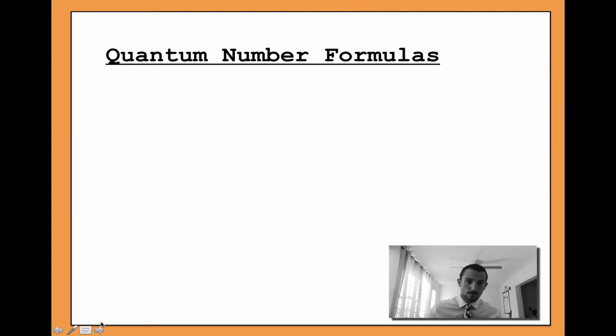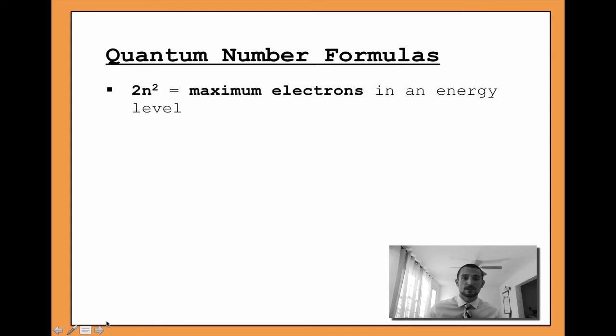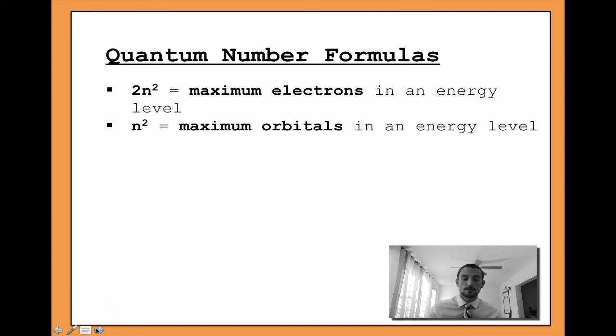Now, the quantum number formulas that you'll have to remember is that if we're ever asked to find the maximum number of electrons in an energy level, that is governed by the formula 2n squared. And then the next one is if we're ever asked to find the maximum orbitals in an energy level, that's governed by n squared. So we can write out this table like this. If we have one energy level here, we know we have one S sublevel. So the number of energy levels matches the number of sublevels.